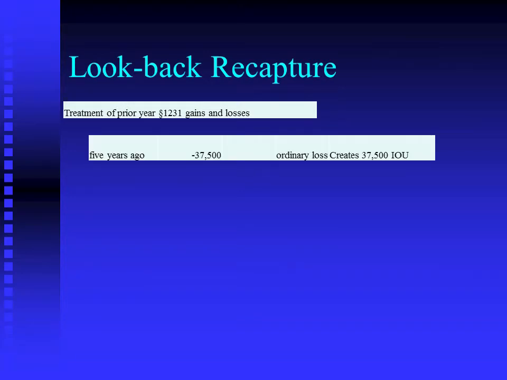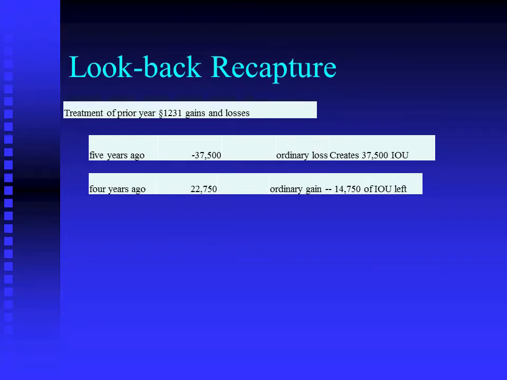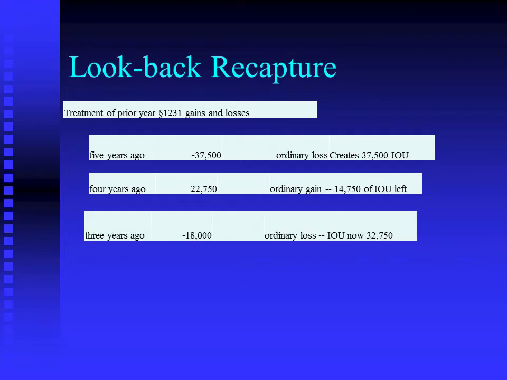All right, so treatment of prior years. 5 years ago, 37.5 was all ordinary, created a 37.5 IOU. We had a gain 4 years ago. All of it was ordinary because it was less than the IOU. And the IOU that's left is simply the difference between the 37.5 and the 22,750. So going into 3 years ago, we still had the potential of ordinary income recapture if we had a net 1231 gain. But life was sad, and we had a net 1231 loss.